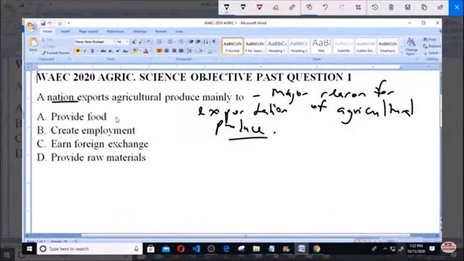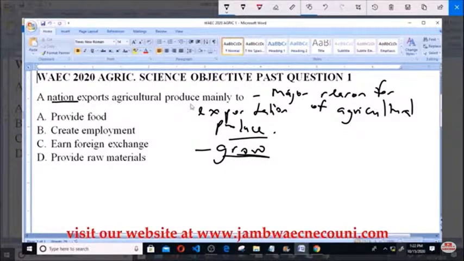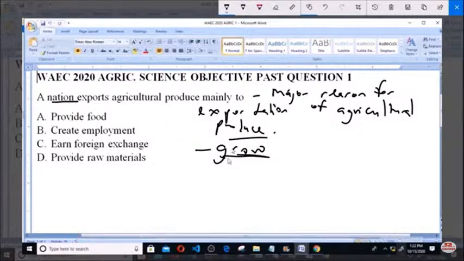Now option A says provide food. Well, provision of food is the main reason why a country will choose to grow agricultural produce. But in terms of exporting it, provision of food for whatsoever country they're exporting it to is not considered a major reason why a country will choose to export agricultural produce. So option A, provide food, is not the answer.